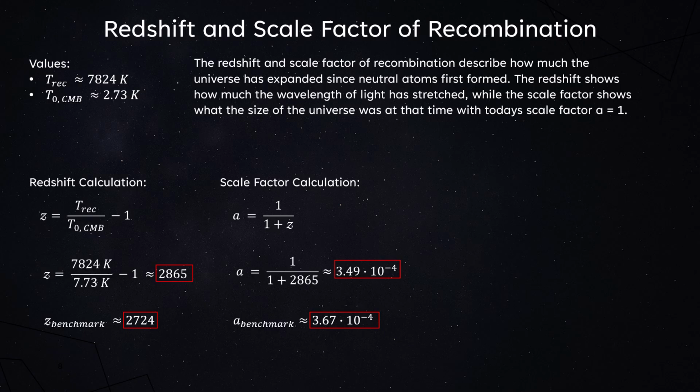But for this calculation, we were given the CMB. And we find a redshift of 2,865 for a hypothetical universe. That's slightly higher than the benchmark value of 2,724, and the scale factor is 3.49 times 10 to the negative 4 compared to 3.67 times 10 to the negative 4 in the benchmark model.